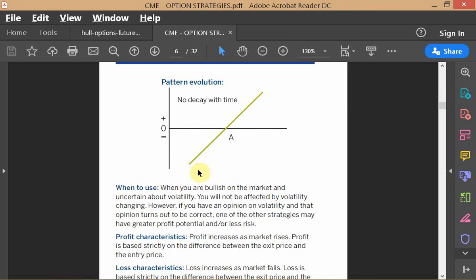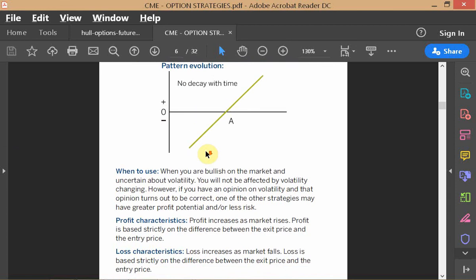So between the two, you will have this situation. As the market rises above the strike, you'll make money on the long call. As the market falls below the strike, you'll lose money on the short put. Is this clear? The premiums will more or less balance out against each other. One is an inflow, one is an outflow. So this is what we mean.